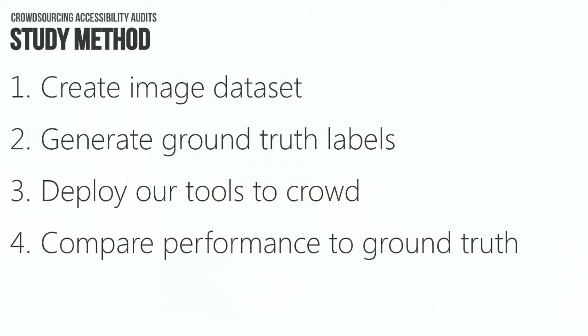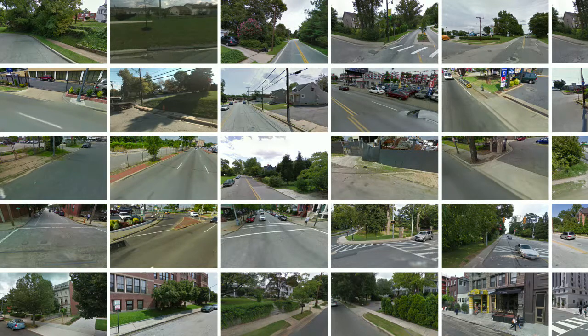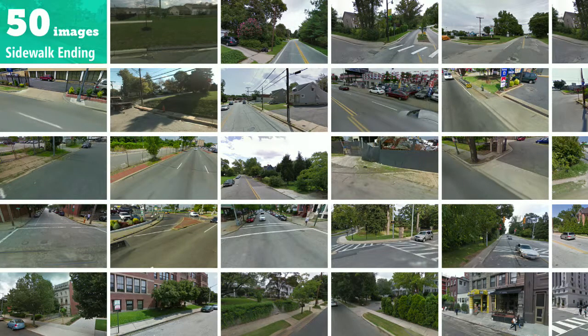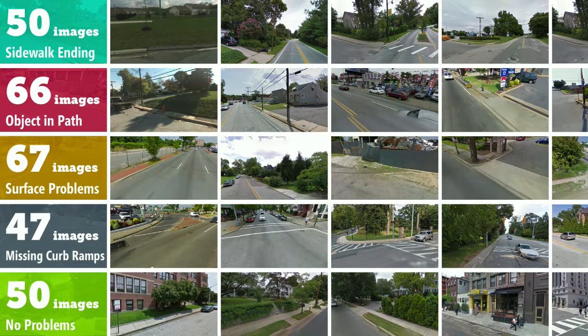So we had a 4-stage study method, starting with creating this data set. And for this, we downloaded 229 Google Street View images across 4 different cities. And this is because city infrastructure and accessibility infrastructure varies based on region. And then we attempted to collect this balanced data set. So for example, we had 50 images with sidewalk ending, 66 with object in path, and so on. Crucially, we also had 50 images that had no problems, which were used in part to evaluate false positive labeling activity.